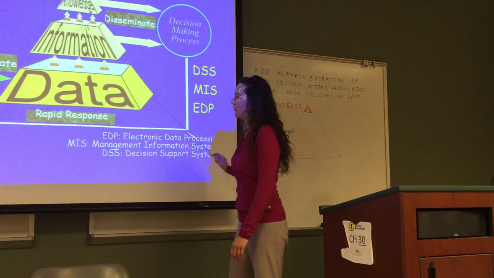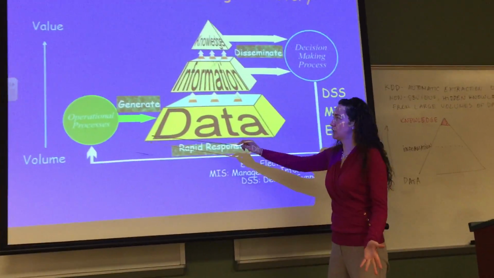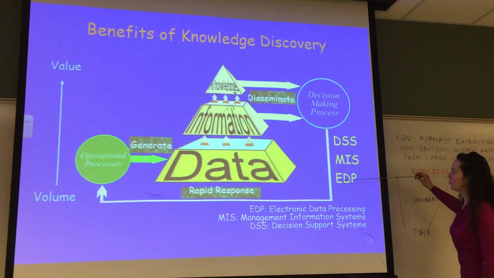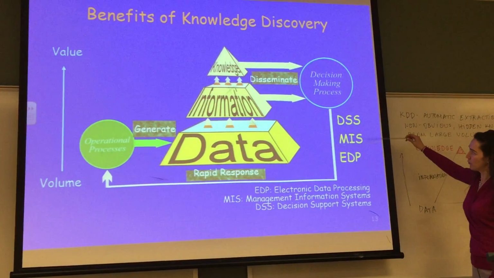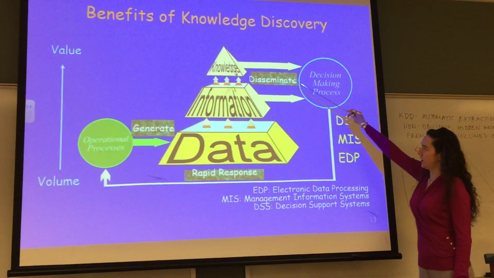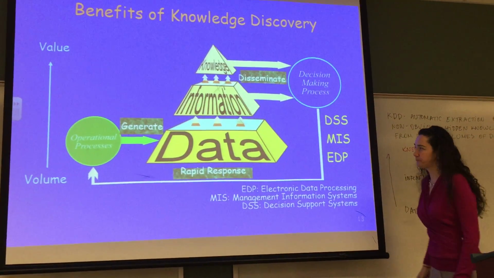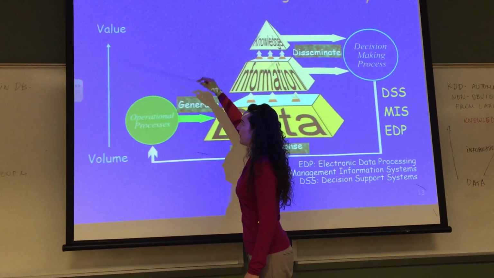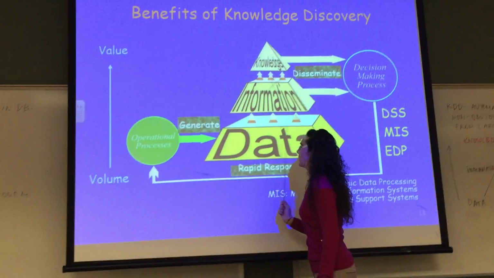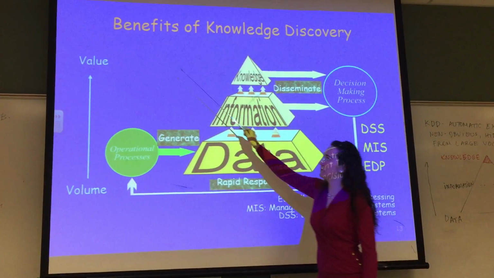So we have data of large volume that is being generated by different businesses during their normal operations. Through our data mining processing, we will create information and knowledge, which can be used in the decision-making process. Also, by going up in volume, the value goes down. So we have bigger volume, less value; smaller volume, larger value.